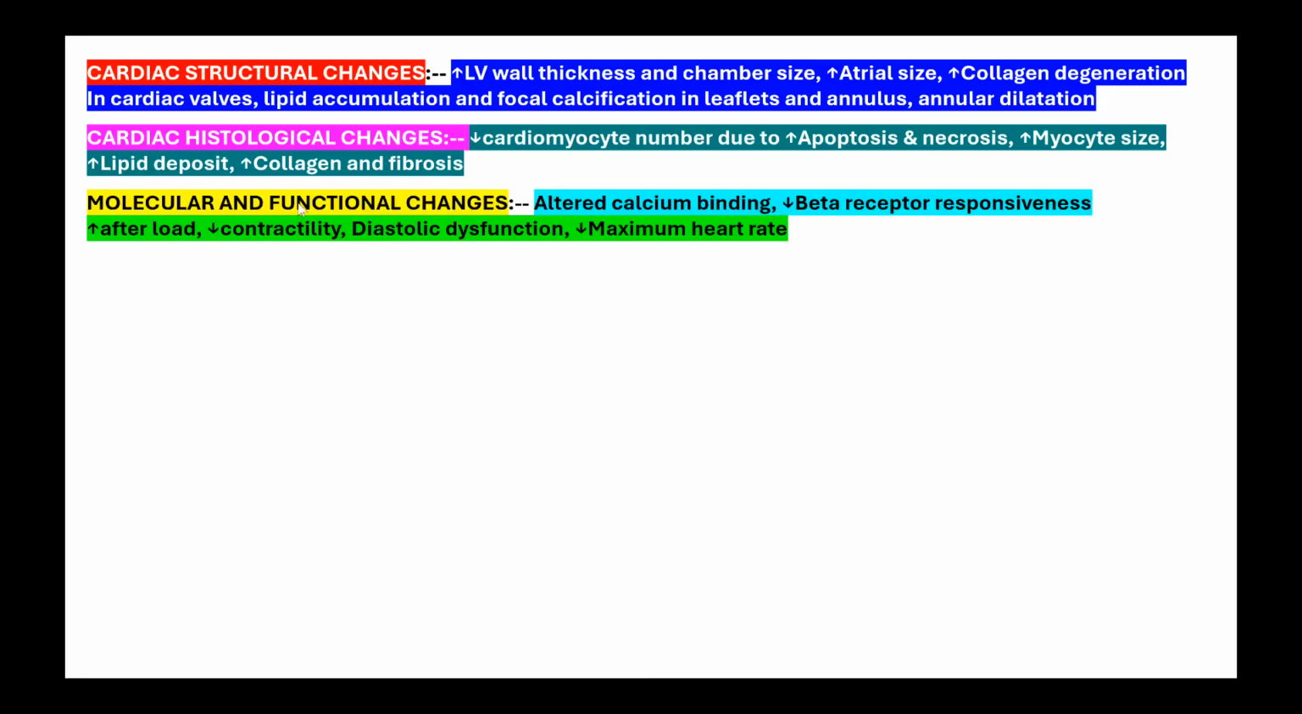And the cardiac histological changes are decreased cardiomyocyte number due to increase in apoptosis and necrosis, increased lipid deposit, and increase in collagen and fibrosis formation. The molecular and functional changes that happen are altered calcium binding, decreased beta receptor responsiveness, increase in afterload, decrease in contraction, diastolic dysfunction, and decrease in maximum heart rate. Because the beta response is sluggish, you will not get the desired heart rate compensation.